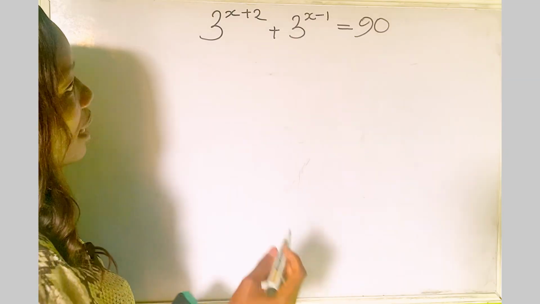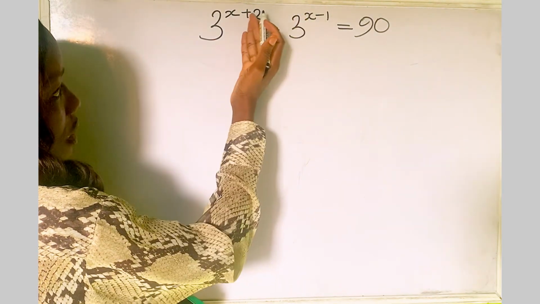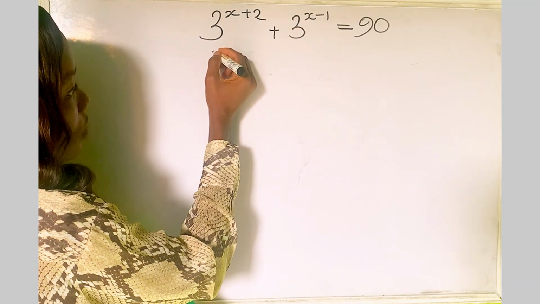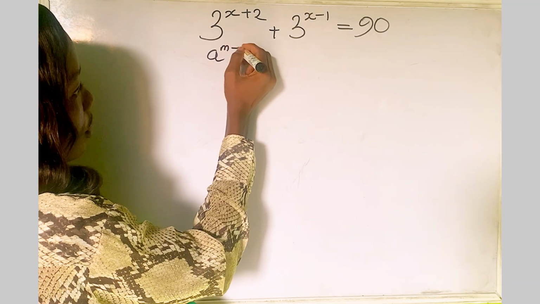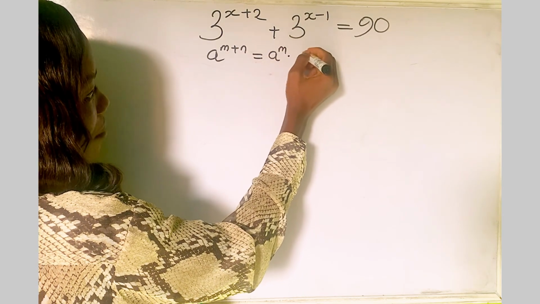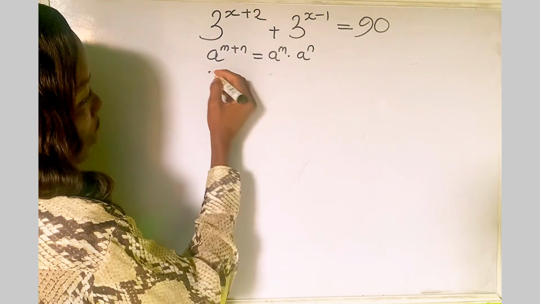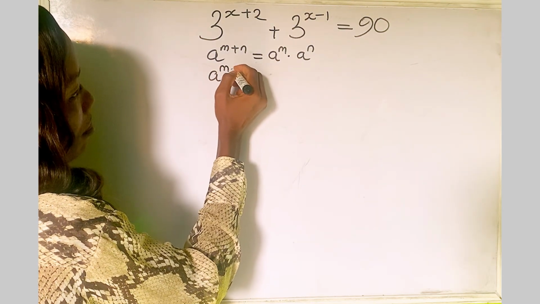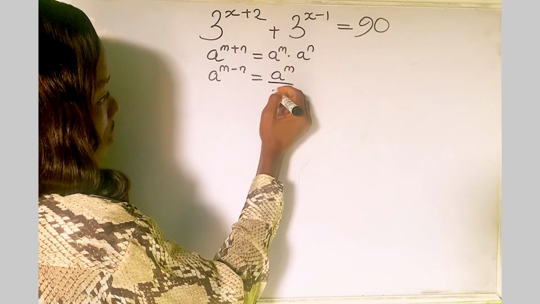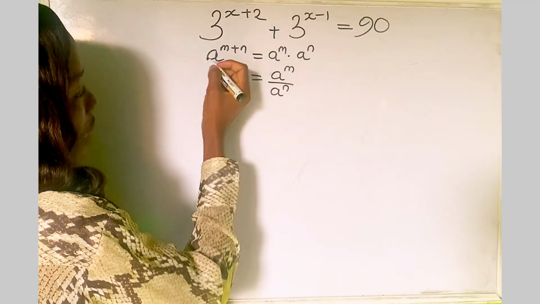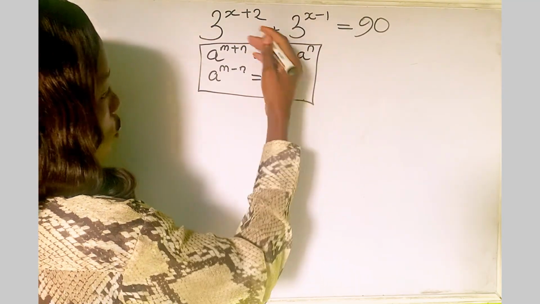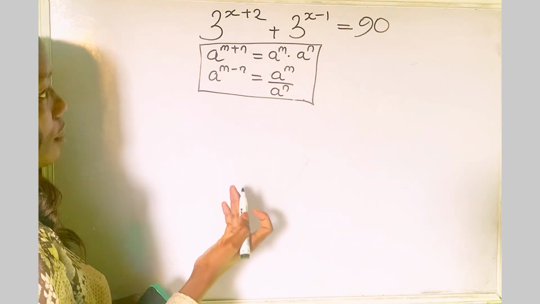Here, you can see that we have exponents here, 3 exponent this, 3 exponent this. So let's first apply an exponential rule where a to the power of m plus n is the same thing as a to the power of m multiplied by a to the power of n. And when you have a to the power of m minus n, it is the same thing as a to the power of m all over a to the power of n. So now we'll be applying this rule to solve this question. Okay, let's go.